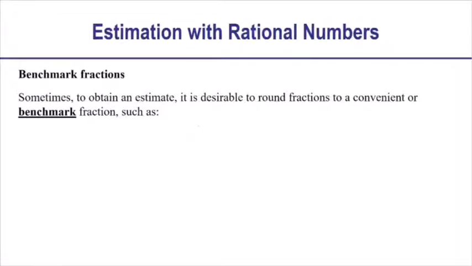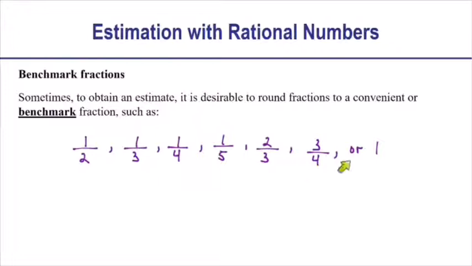Sometimes to obtain an estimate, it's easy to round fractions to a convenient or a benchmark fraction. So we're talking about things like 1/2, 1/3, 1/4, 1/5, 2/3, 3/4, or 1. You know, just the fractions with the easy kind of small denominators. That's what we call benchmark fractions. In other words, if you had a fraction that was like 11/12 or 3/8, you might not work with those larger denominators. You might just kind of round that to something easy to work with. That's what these benchmark fractions are.